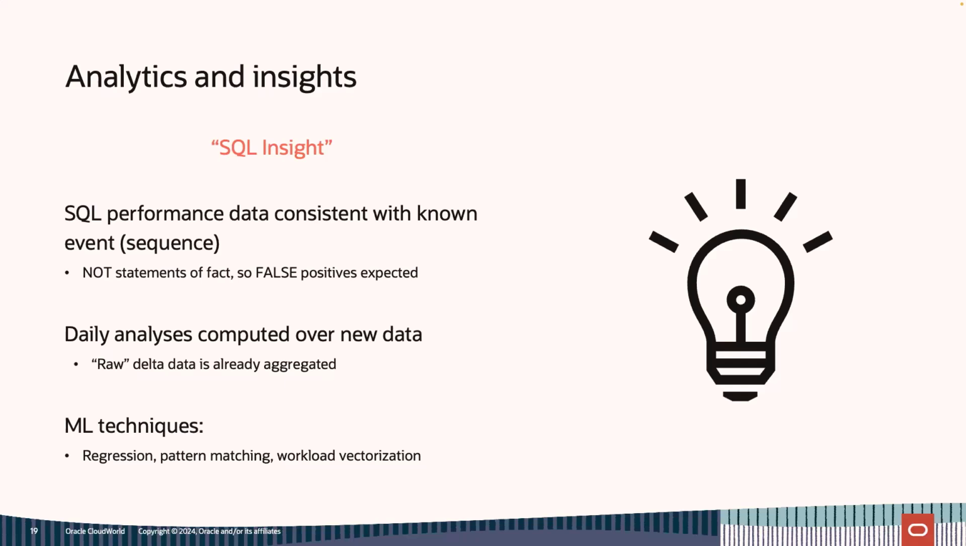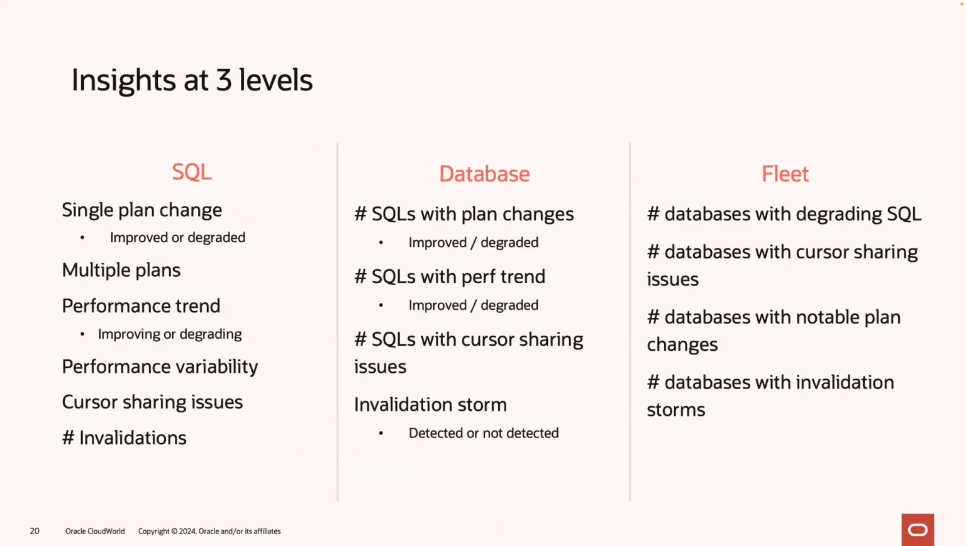And in terms of ML techniques, like I said, I don't want to make this about ML. Now, why is ML in the title? Well, if it got you into the room, that's why it was in the title. Now everybody's excited about AI. Maybe we should change ML to AI. But basically, we do basic regression, pattern matching, and we talked a little bit about workload vectorization. That's a bit of a roadmap item. So we make insights at 3 levels.